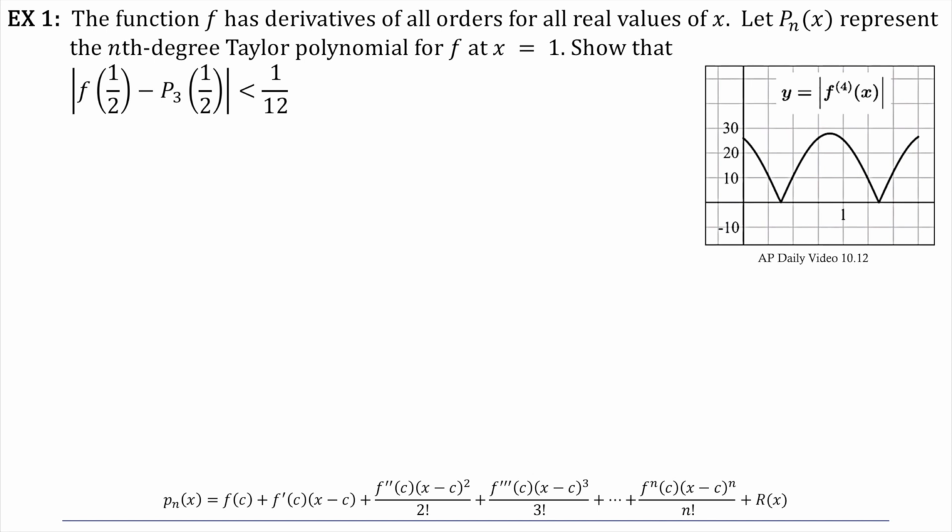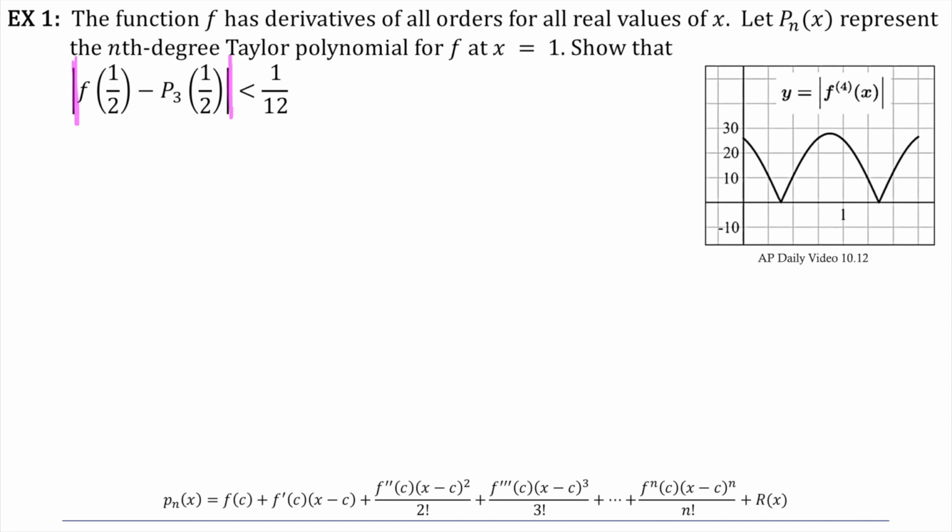Here we go with example 1. The function f has derivatives of all orders for all real values of x. Let p sub n of x, that's our polynomial, represent the nth degree Taylor polynomial for f at x equals 1. Show that the distance between f of 1/2 and the third degree polynomial at 1/2 is less than 1/12.